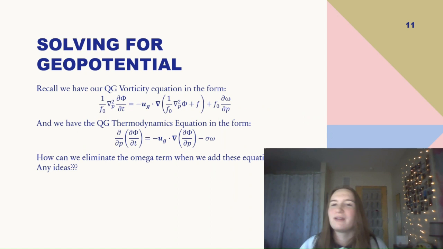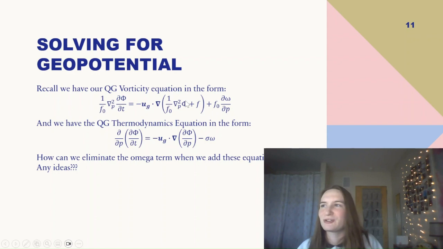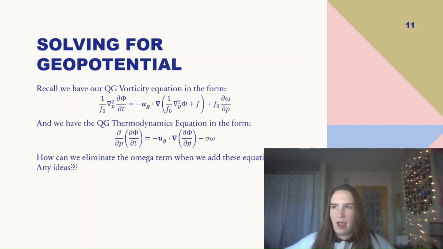All right. Here's our QG vorticity equation. You remember you have omega and you have geopotential, and we have our QG thermodynamics equations. How can we eliminate the omega term when we add these equations? I can't force you to pause and think about it, but I encourage you to do that. If we take the vertical derivative of the bottom equation and multiply it by f naught over sigma and add it to the top equation, the omega terms will cancel out.